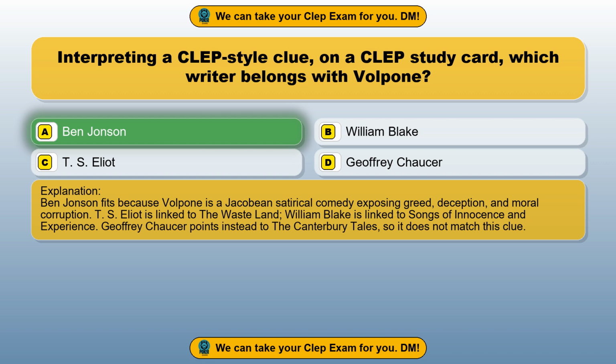T.S. Eliot is linked to The Waste Land, William Blake is linked to Songs of Innocence and Experience. Geoffrey Chaucer points instead to the Canterbury Tales, so it does not match this clue.